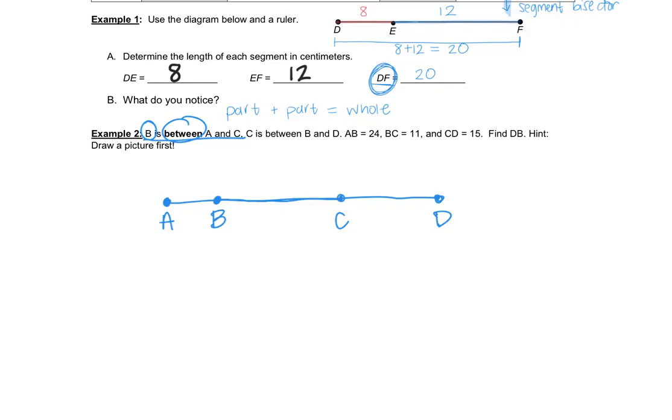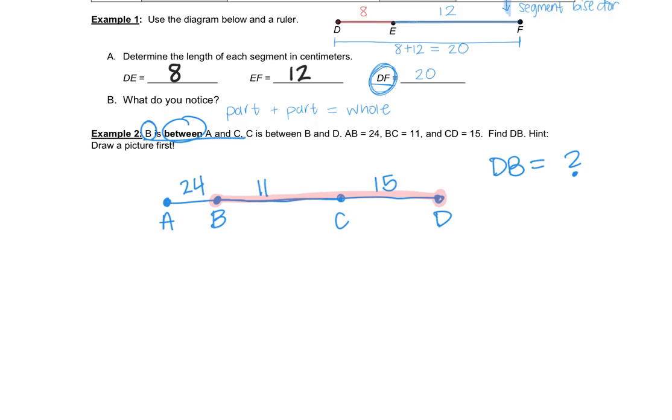Okay, so I know that A to B is 24, so I'm going to label that. From A to B is 24. From B to C, it's 11. And from C to D, it's 15. My question is, what is DB? That is the question. What is that measurement? Okay, so let's find D to B. Let's use our highlighter here. So from D to B, this is what I'm asking for in red.